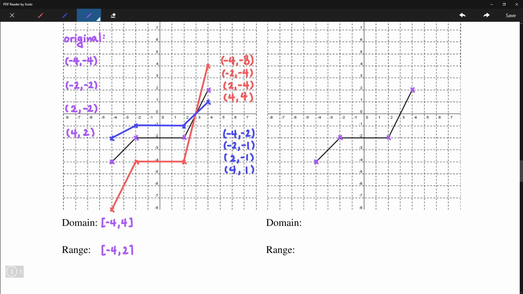And since the graph only underwent vertical stretches, the domain will stay the same for both the red graph and the blue graph. So this will still be -4, 4 for the domain. The range, on the other hand, will change. Of course, the red graph will have a greater range from -8 to +4. Okay, and the blue graph will have a smaller range going from -2 to +1.